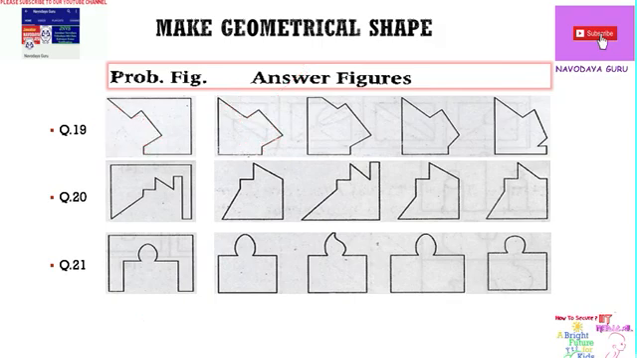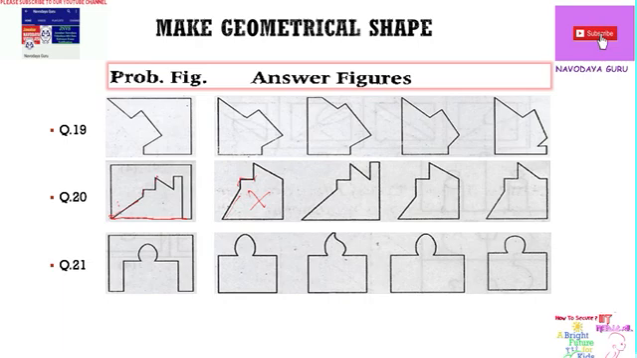Moving on to question number 20. When we complete this particular side, we can see that this particular side is matching here in option 1. Further, this side is also matching. The third side is also matching. The fourth side is matching. But after that, there is a mismatch.